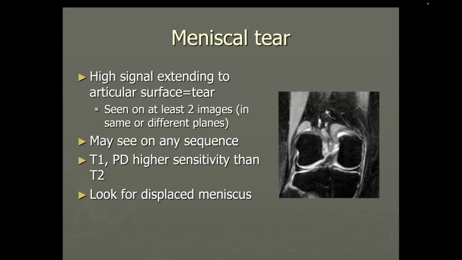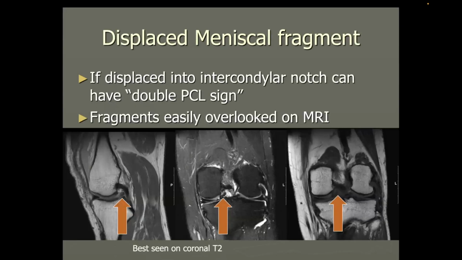And then you can also look for displaced meniscal tears. So what about a displaced fragment? If it displaces into the notch, we oftentimes see it as a double PCL sign. Fragments can easily be overlooked on the MRI. Here you can see a displaced fragment into the notch. I sort of highlighted that with the arrow. Sometimes you see it extending posteriorly. This is a displaced meniscal fragment. Here's another one up into the notch.